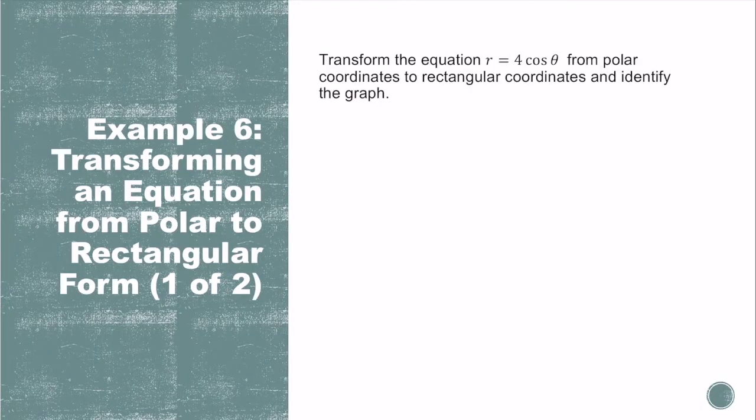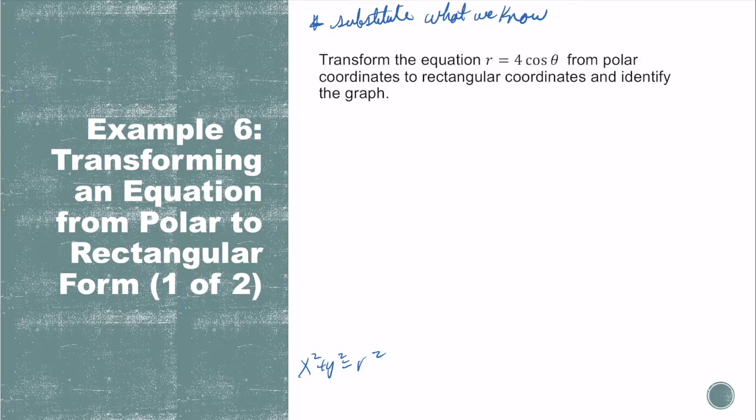So let's transform the equation r equals 4 cosine of theta from polar coordinates to rectangular coordinates and identify the graph. So our key trick to this is to substitute what we know. So what do we know that relates polar things like r and theta to rectangular coordinates such as x and y? Well, let's look at our toolbox down here. I've got x squared plus y squared is r squared. Remember, that's the equation for a circle.